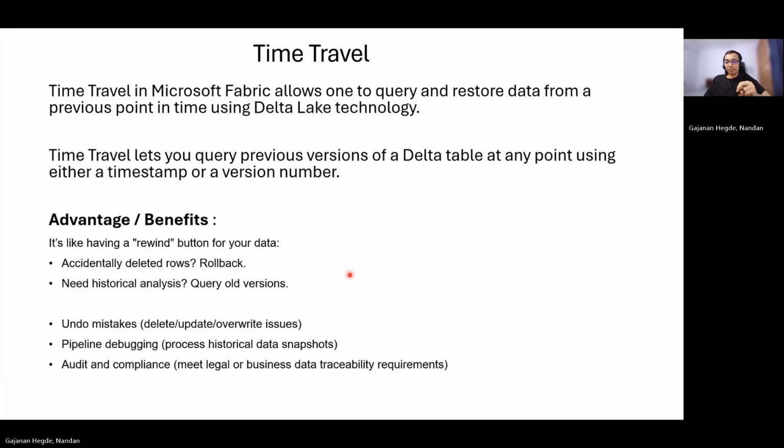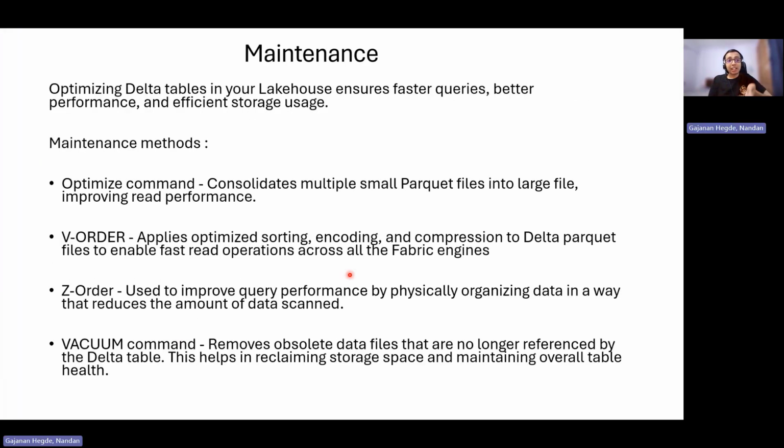Now let's talk about optimization and maintenance within the Fabric ecosystem. Now we saw that the underlying data is preserved in the form of delta parquet files. So now, optimizing your delta tables in your lakehouse basically ensures faster queries, better performance and efficient storage usage. Now there are different maintenance methods in order to ensure that you have optimized your delta tables.